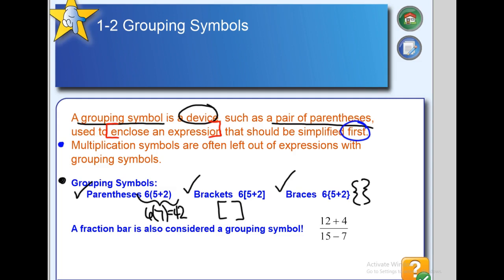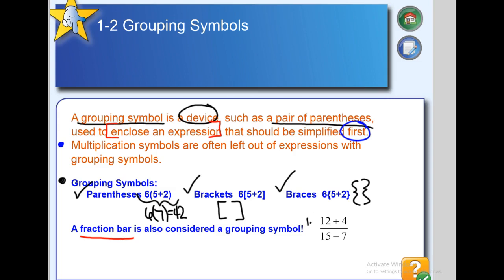Now, another thing we may not be familiar with from before is that a fraction bar is also considered a grouping symbol. So if you look at my example over here, in order for me to do this correctly, there are really 3 parts. The first thing we need to do is take care of the math in the numerator. Whoops. My little circle didn't work there. That's bothering me. So we need to take care of the math in the numerator.